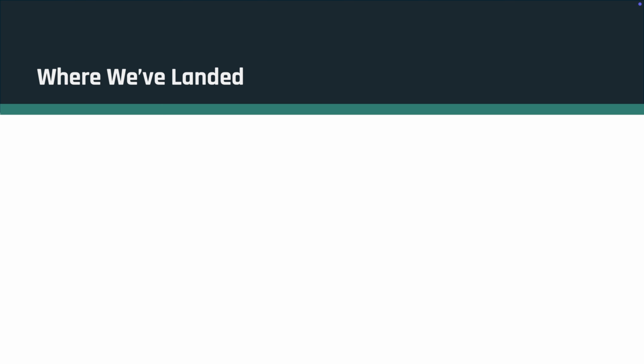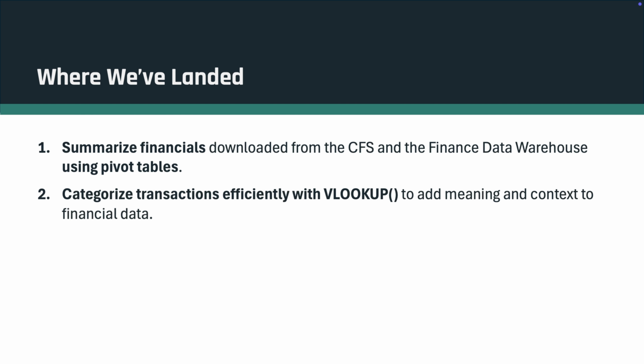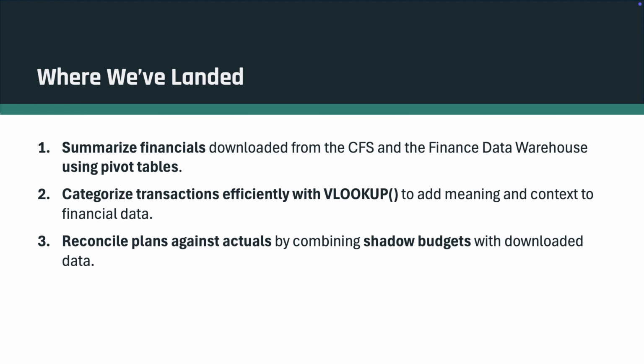And with that, we're at the end of our time together in this training. Today, we've learned how to summarize university financial data using pivot tables in Excel. We've also learned to use VLOOKUP to add context and meaning to our data through categories. And finally, we connected what we expected to happen with what actually did by linking our shadow budget to downloaded actuals from the Finance Data Warehouse.